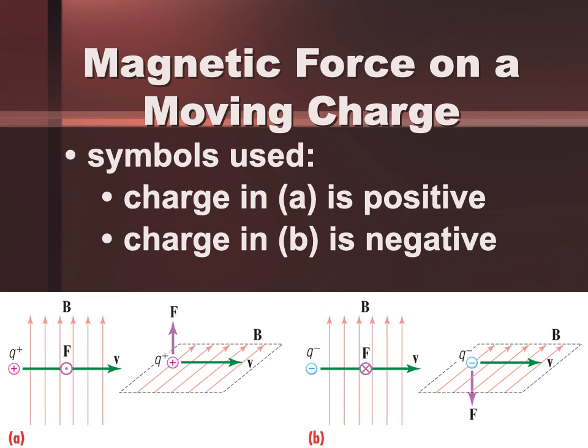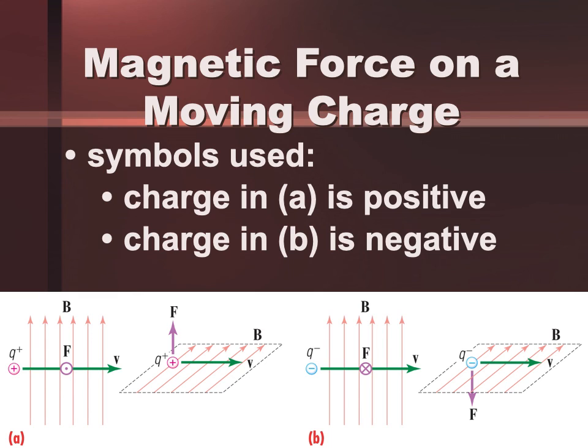Now we're going to talk about how we know which direction it's going to be going in just a minute. The right-hand side is a negative charge. So in the left-hand diagram, the negative charge is going to the right.